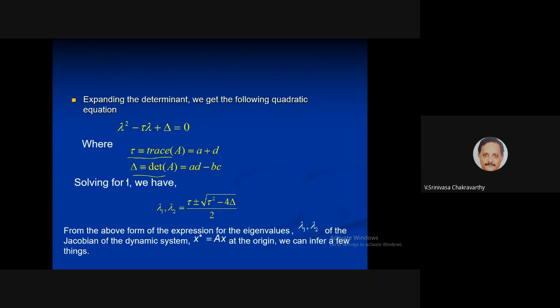So if you solve for lambda, we have lambda 1, lambda 2 equal to tau plus or minus the square root of tau squared minus 4 delta, all divided by 2. Now the question we are asking is, as you vary delta and tau, because the eigenvalues depend on delta and tau, so delta and tau are the parameters, that will vary lambda 1 and lambda 2, and lambda 1 and lambda 2 determine the dynamics. So let us ask how the dynamics vary as you vary delta and tau.